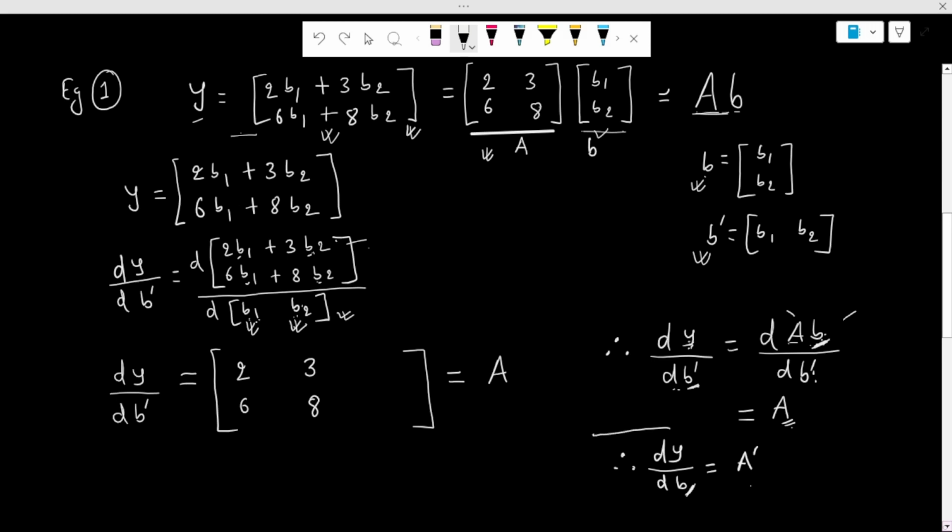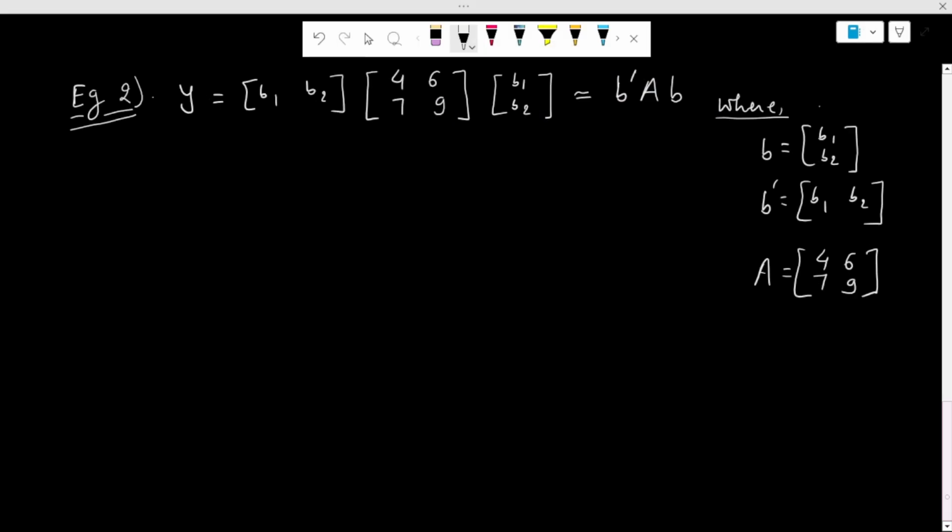Actually, we want to develop this understanding, so let us see another example, and further we will solidify it. Generally, a column vector is denoted in a simple alphabetical notation, while a row vector is represented as the transpose. So we have vector B, which is beta 1 and beta 2, and its transpose is represented in row form. And we have a matrix A, which is 4 7 6 9.